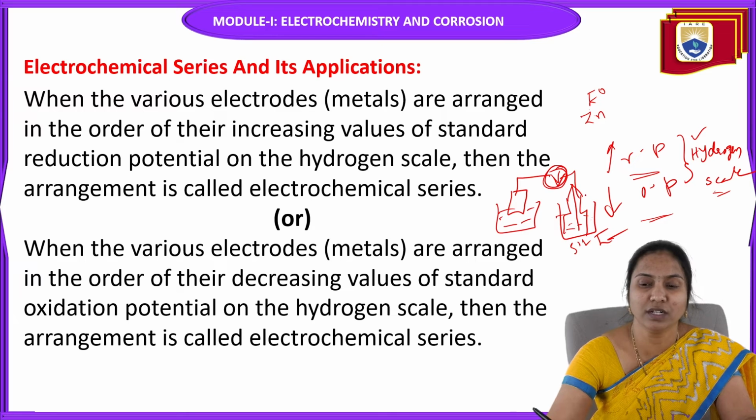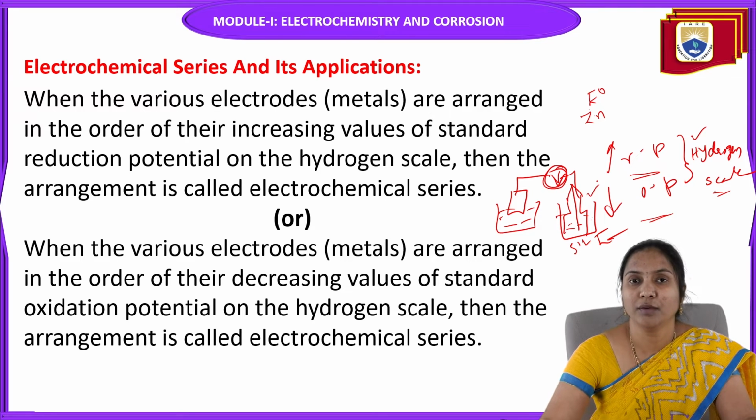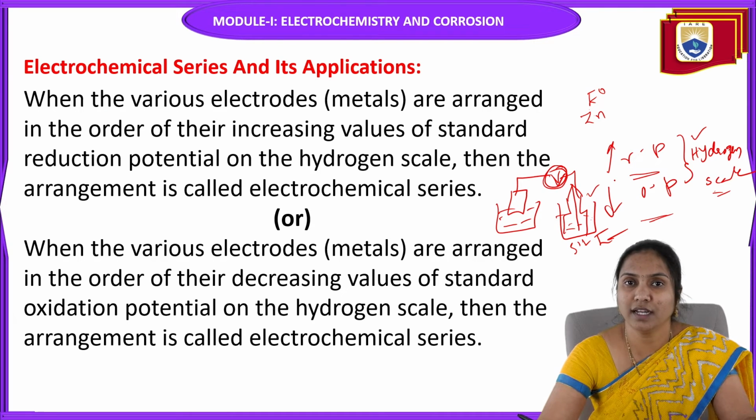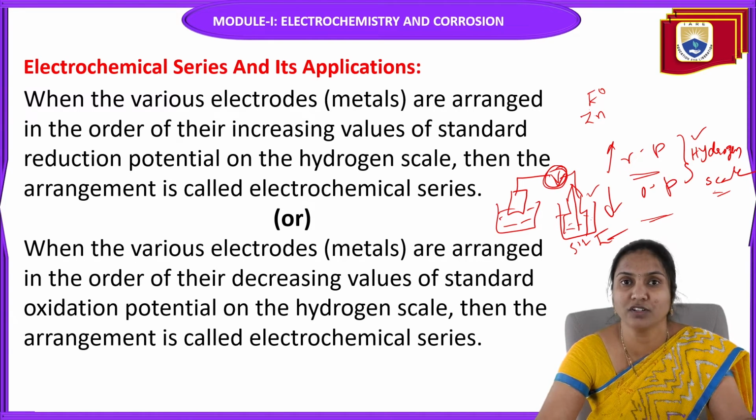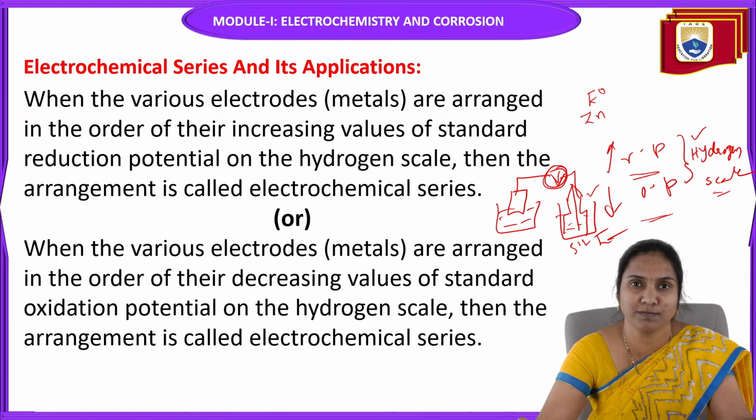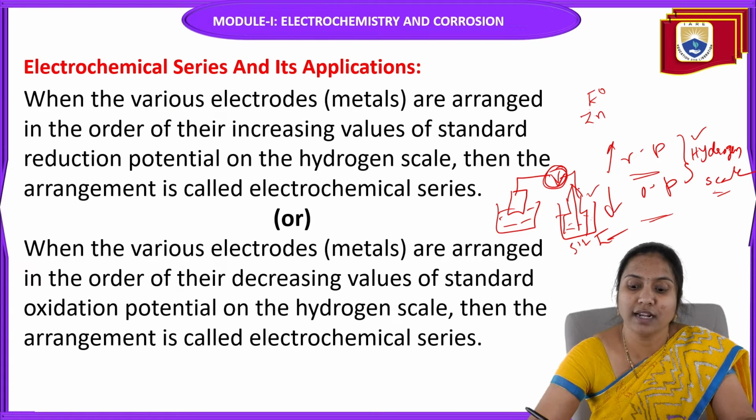Why do we prefer only the standard hydrogen electrode? Because here the standard hydrogen electrode is a reference electrode. Reference electrode means we already know the electrode potential of that electrode. It is used for guidance, for reference purposes. Since we already know its electrode potential, we can find out the other electrode potential.